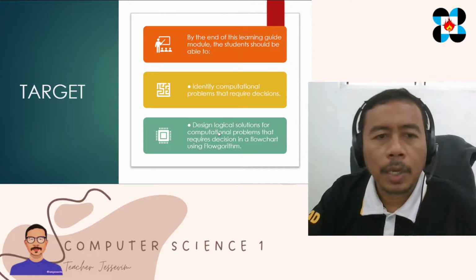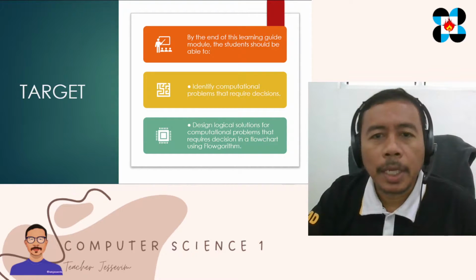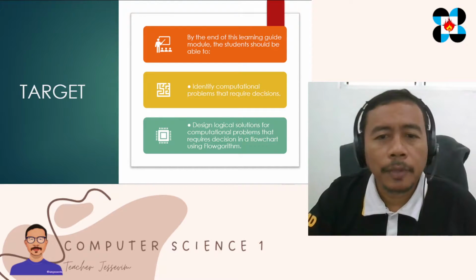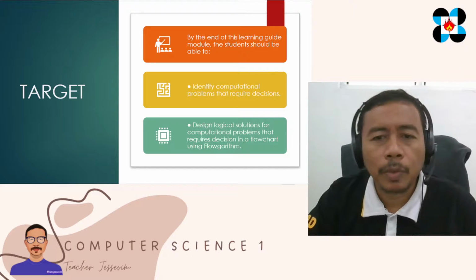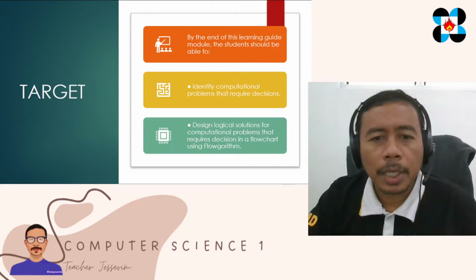So our target is, by the end of this learning guide module, the student should be able to identify computational problems that require decisions. Second, design logical solutions for computational problems that require decisions in a flowchart using Flowgorithm.